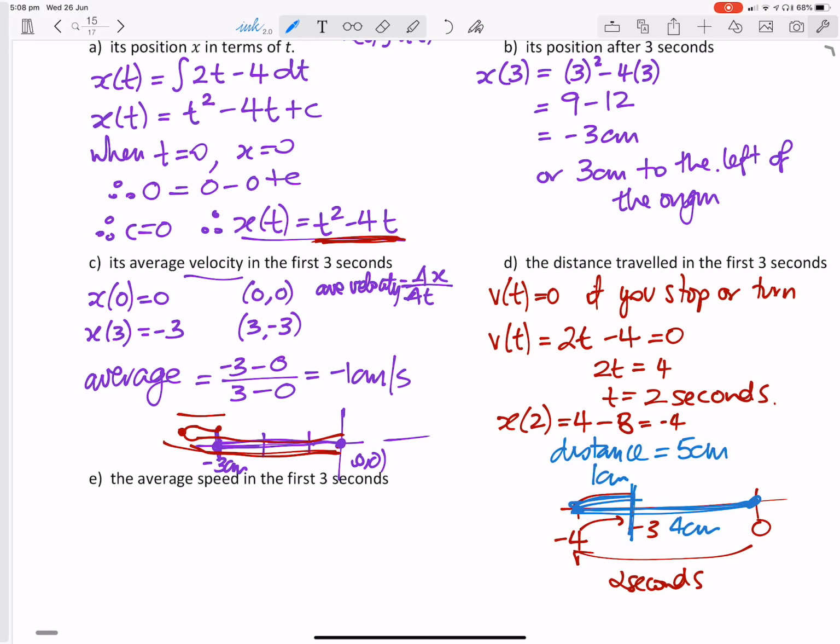If I ask you for displacement, your displacement is how far you are from where you started. So how far am I from where I started? I'm negative 3 to the left. So that's my displacement. So your distance is always going to be greater than or equal to your displacement. It can never be less than.